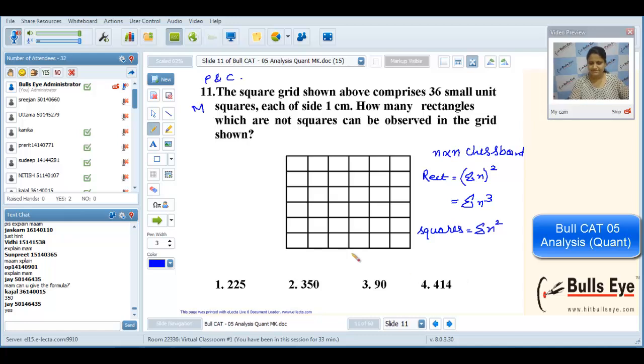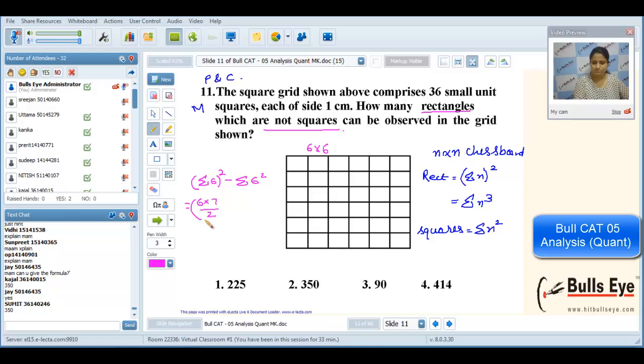So this is a 6 by 6 chessboard, and we want to calculate the number of rectangles which are not squares. So how many rectangles are there? Sigma 6 whole square. We will take sigma 6 square. What is the sigma n formula? This is n into n plus 1 divided by 2. And what is the sigma n square formula? This is n into n plus 1 into 2n plus 1 divided by 6. Now you can calculate it. Is it okay with you?